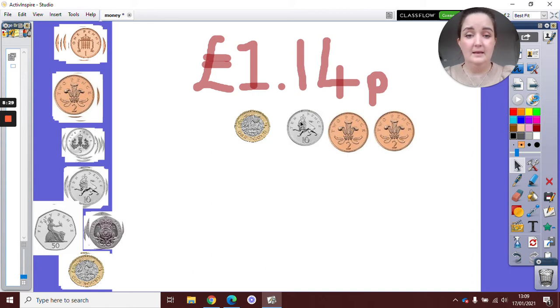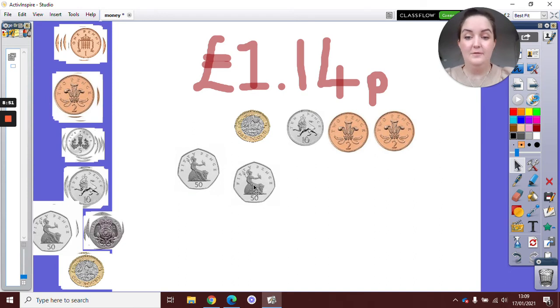£1. 10 add 2 is 12. Add another 2 is 14. £1 14. Again, I went to the shop and I didn't have these coins in my purse, so what other coins could I use to make £1 14? I also know that £1 is the same as 100 pennies, and I know 50 add 50 make 100. So 50 add 50 is the same as £1.